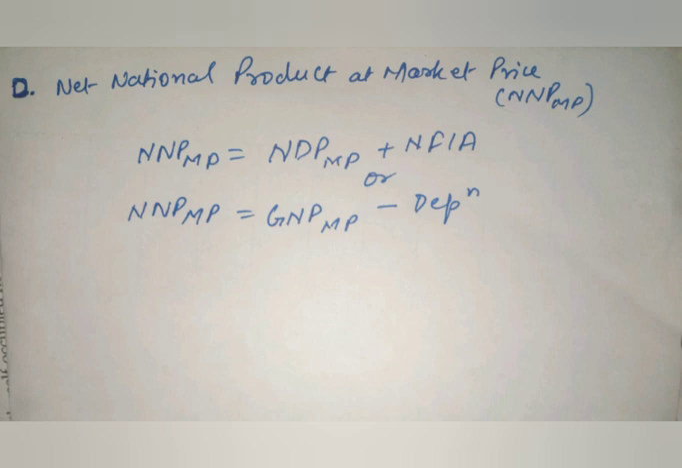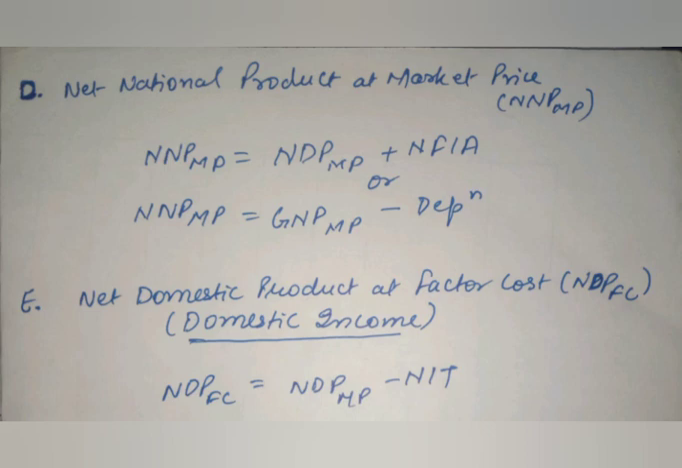depreciation. The next aggregate is net domestic product at factor cost, which is the sum of net values added by all the producers in the domestic territory of a country during an accounting year. NDP FC is also known as domestic income. For deriving it from NDP MP, we need to reduce net indirect taxes.